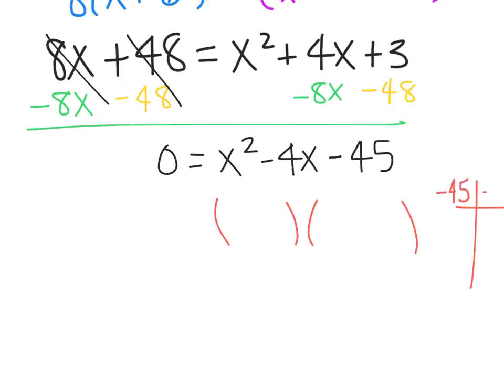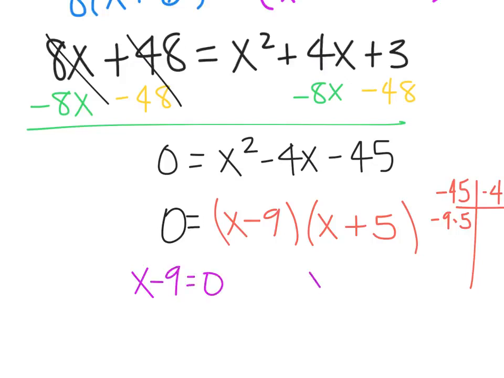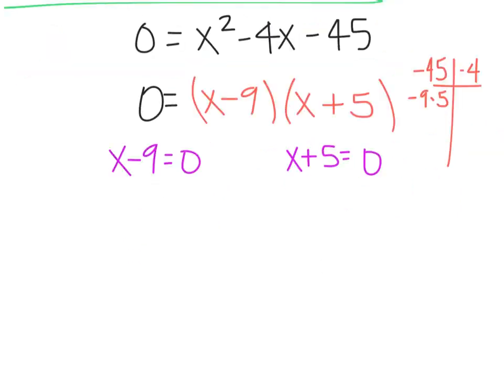Negative 45 and negative 4. What things multiply to give me negative 45 and add to give me negative 4? Okay, so that means my factors become x minus 9 and x plus 5. So if I'm going to solve this now, this is where I set each piece equal to 0. So I set x minus 9 equal to 0. I set x plus 5 equal to 0. So that means I have two answers. What's my first answer? And my second answer?